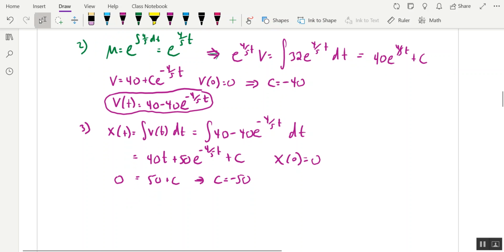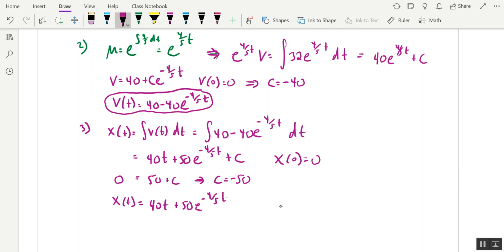Okay, so now I have x of t equals 40t plus 50 e to the negative 4/5 t minus 50. That's a 4, it doesn't look like it, 4/5. I'll erase, try again.